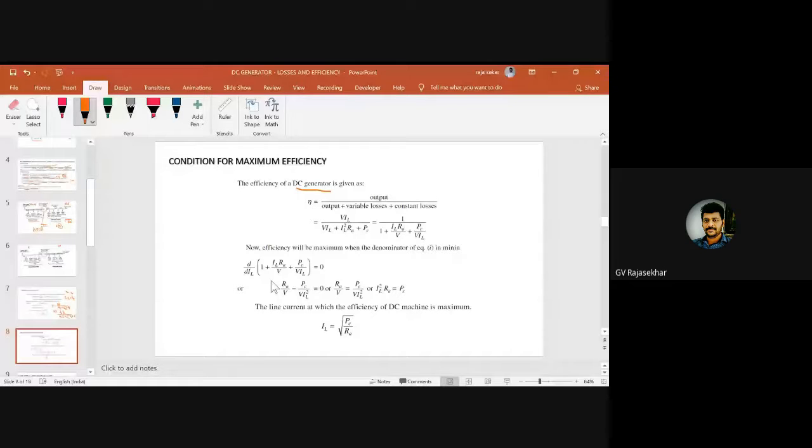The derivative of 1 is 0, this is IL, so RA by V. The derivative of 1 by IL is minus 1 by IL square. So RA by V minus PC by V IL square is equal to 0. If you equate it to 0, you get IL square RA is equal to PC. That means the copper loss is equal to the constant loss. When the copper loss is equal to the constant loss, we get maximum efficiency.